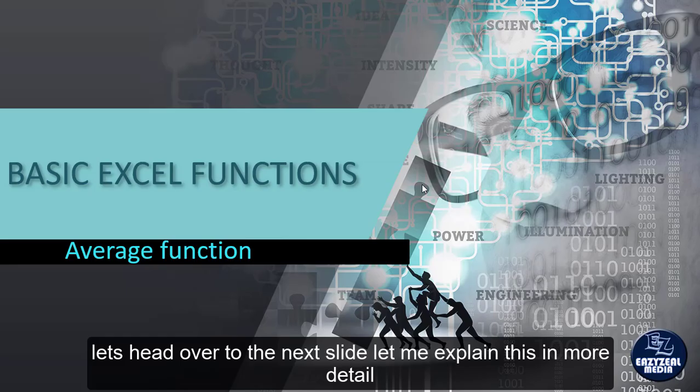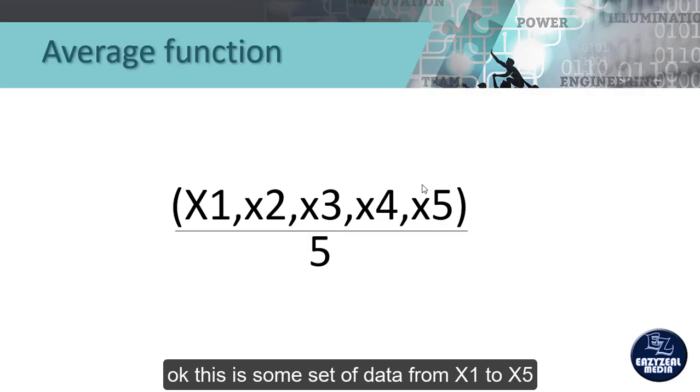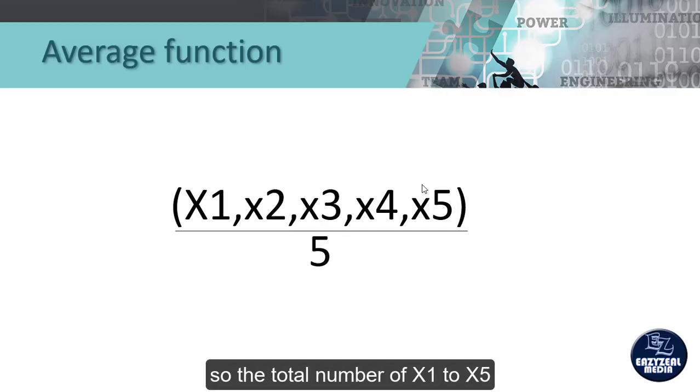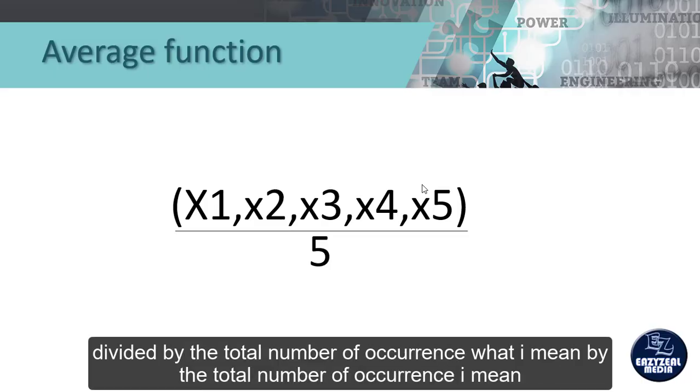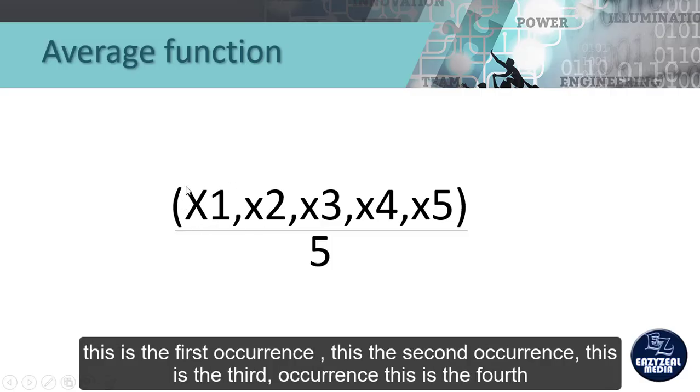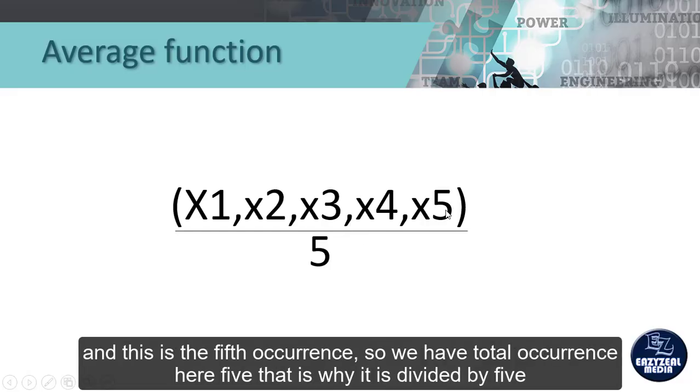Let me explain this in more detail. Okay, this is some set of data from S1 to S5. So the total of S1 to S5 is divided by the total number of occurrences. What I mean by the total number of occurrences is, this is the first occurrence, this is the second occurrence, this is the third, this is the fourth, and this is the fifth occurrence. So we have a total occurrence here of 5. That is why it's divided by 5.